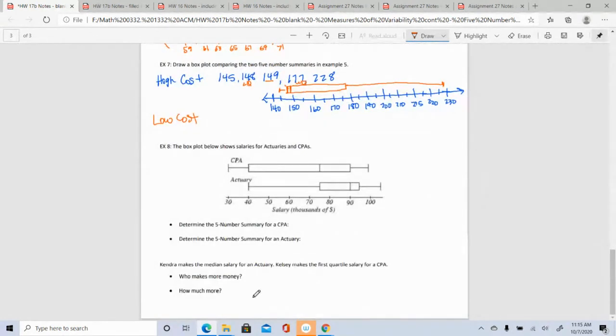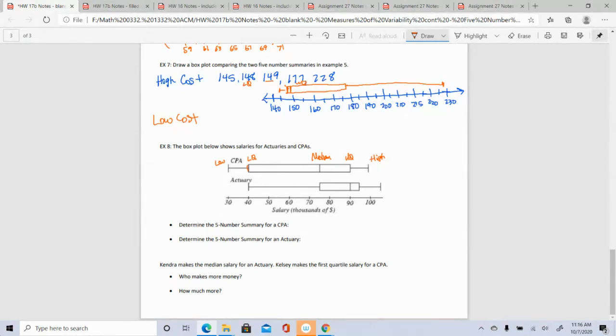Okay, this last example shows salaries for actuaries and CPAs. So this tells us some things. Remember that our box plot is our 5-number summary, isn't it? This is the low end right here. This is the lower quartile, this part right here. This would be the median salary right in here. And this is the upper quartile on this edge of the box. And this is our highest number.